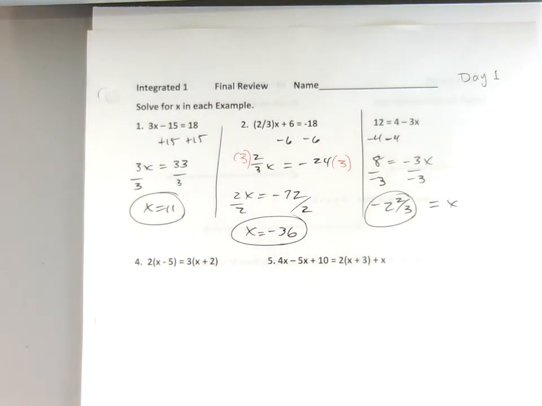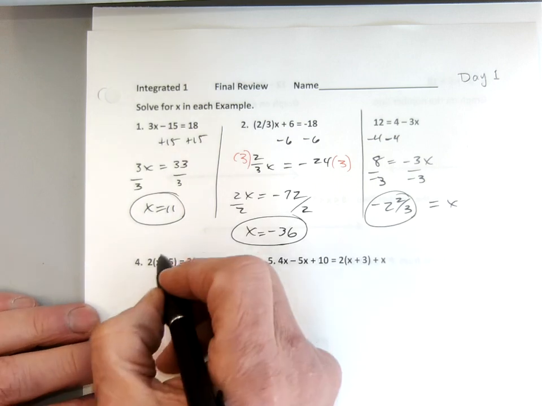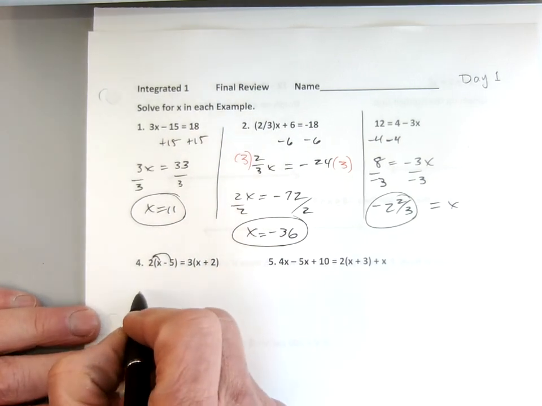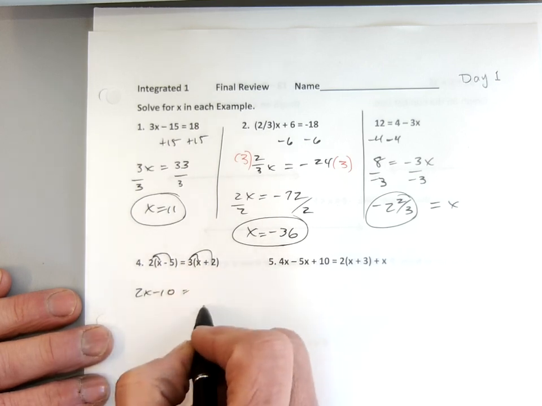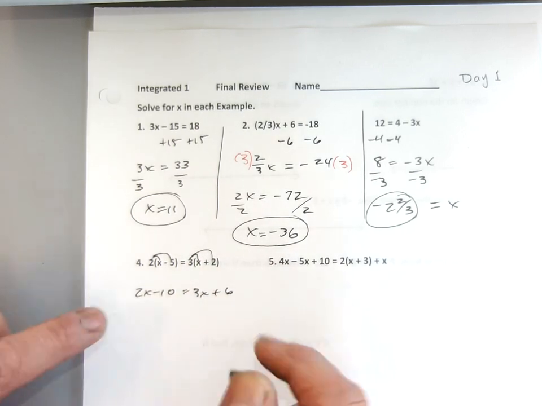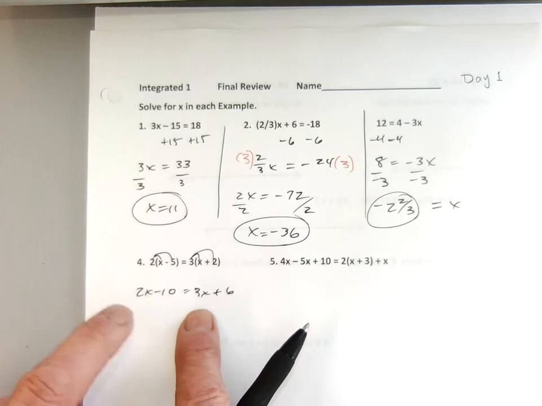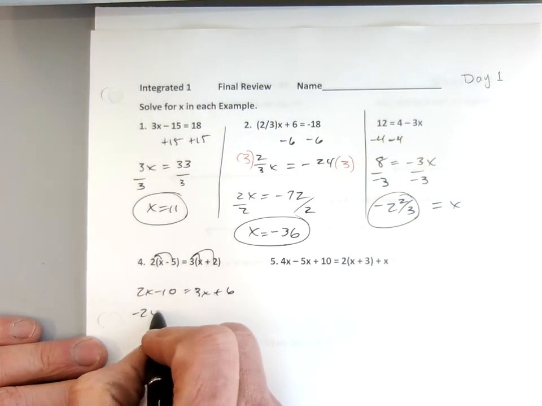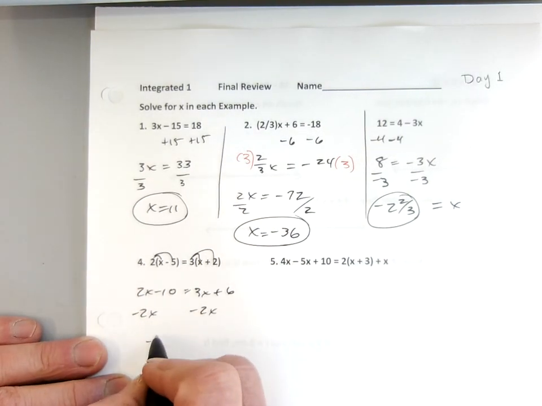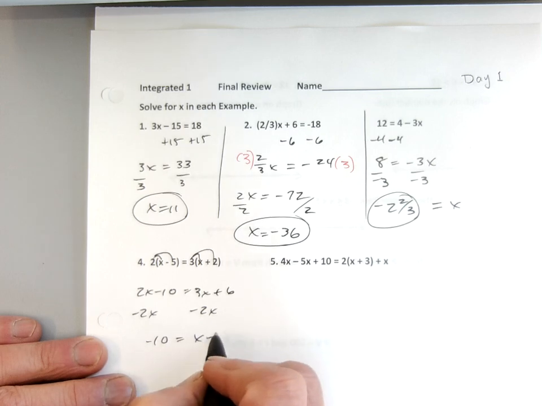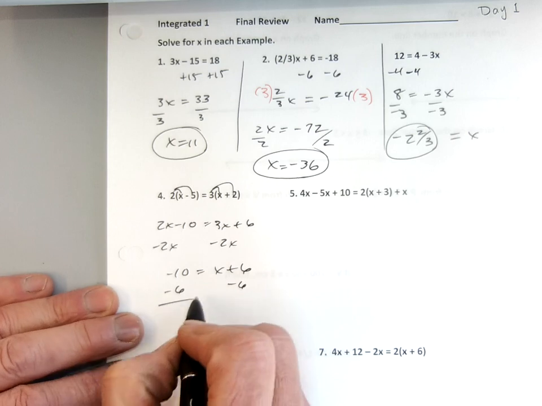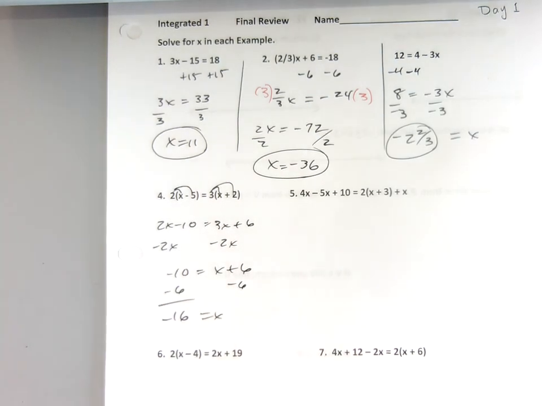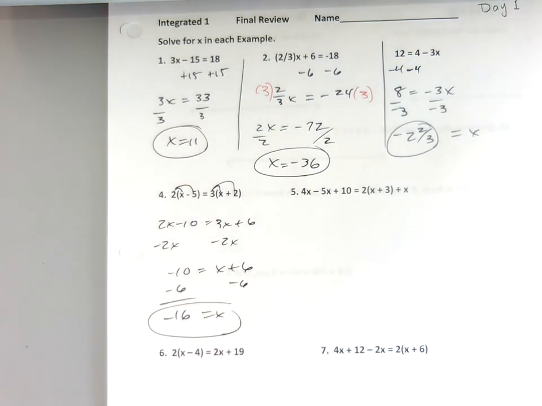Okay, number 4, I'm going to distribute first. This times this, this times this. So I'm going to get a 2x minus 10 equals this times this, a 3x plus 6. I've got x's on both sides. I like to get rid of the smallest one first. So I go minus 2x, I'll have a negative 10 equals an x plus 6. I'll go minus 6, I'll have a negative 16 equals x, and that's the answer, because it's just x.